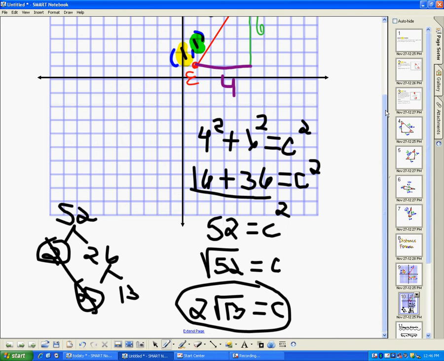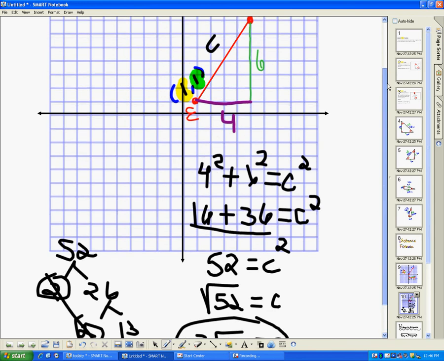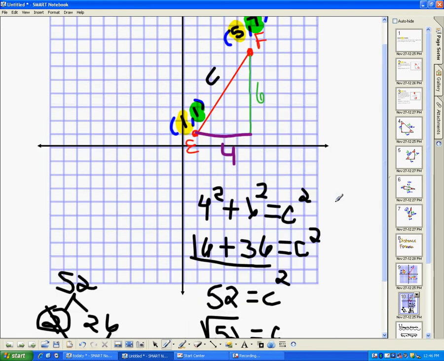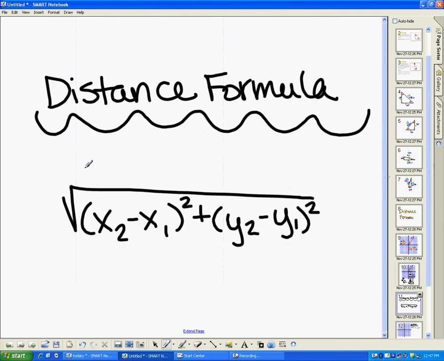Now, what I'm going to show you is the actual formula that you can use to help you always calculate the distance between 2 points. That way it'll keep you from having to draw triangles every single time, and you're not always going to have it on a coordinate plane. Sometimes you're just going to be given the points. And so here is the distance formula.